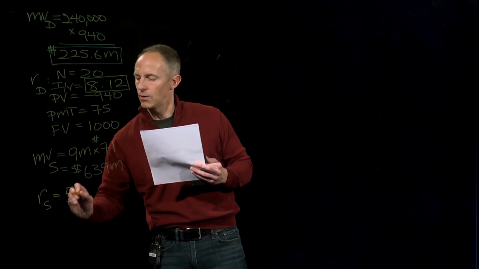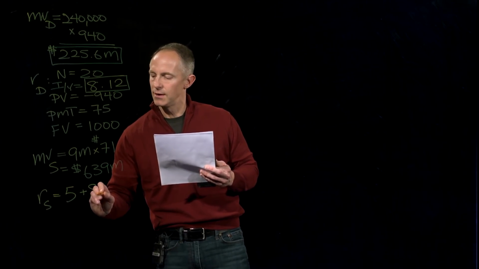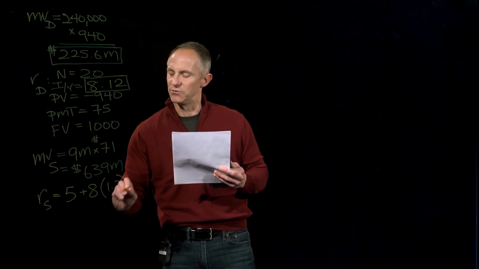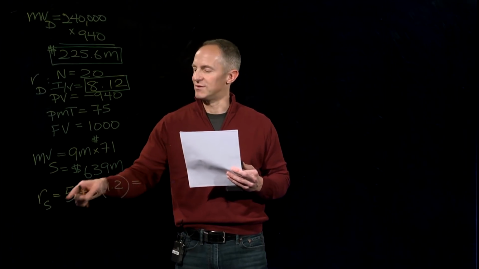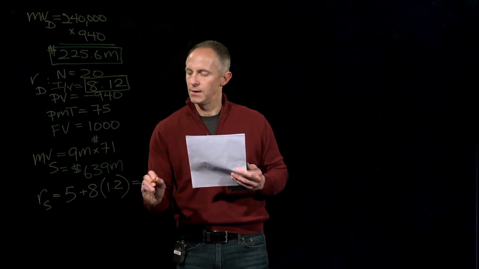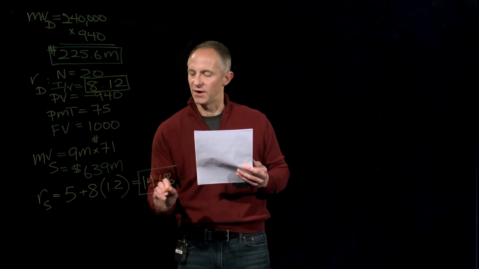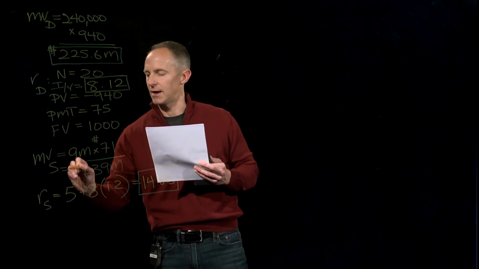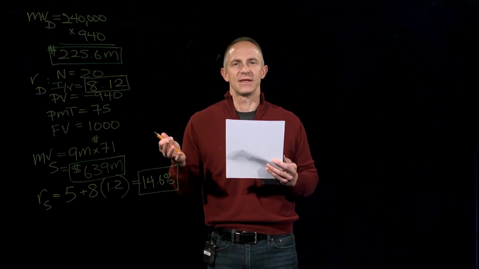So the cost of the common stock is going to be the risk-free rate of 5 plus the market risk premium, which is 8, multiplied by the beta, which is 1.2. So 1.2 times 8, that's 9.6 plus 5, that's going to be 14.6%. So that's our cost of the common stock. And then this is the market value of the common stock. All right, so that's 2 out of 3.